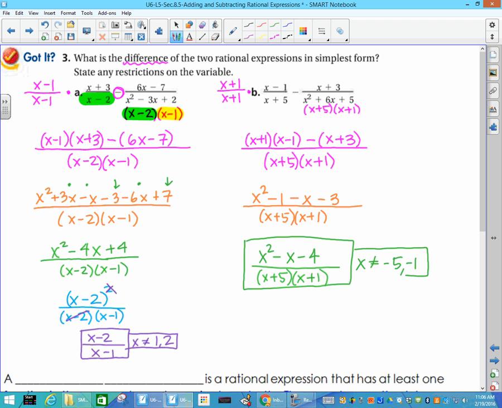Now, in case you're questioning, can you look just at your answer? You can, but notice over here it's simplified, so you don't want to forget what you canceled out. So that's why we go back to the beginning.